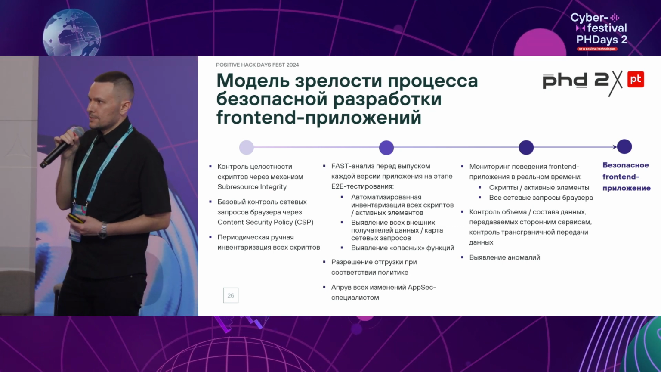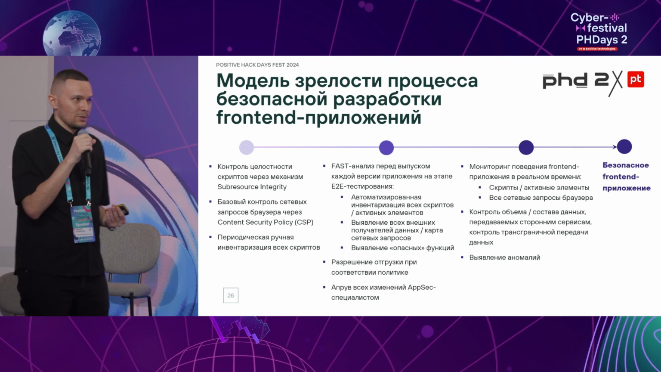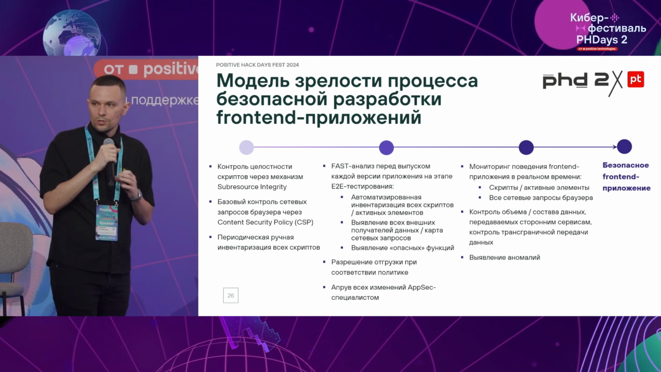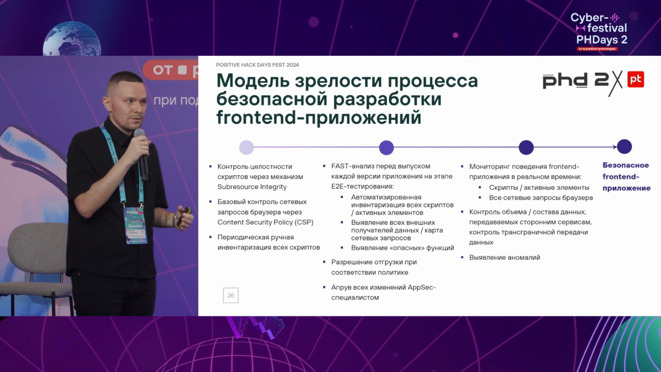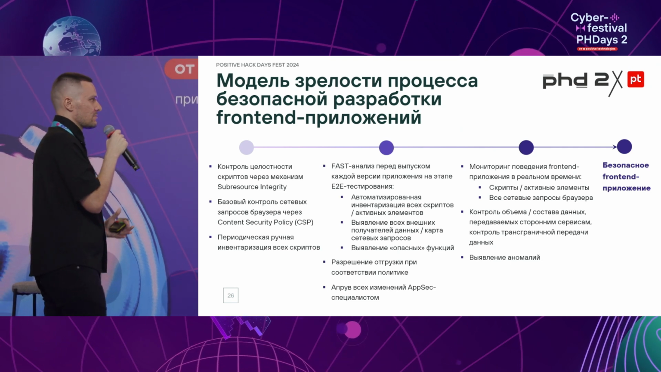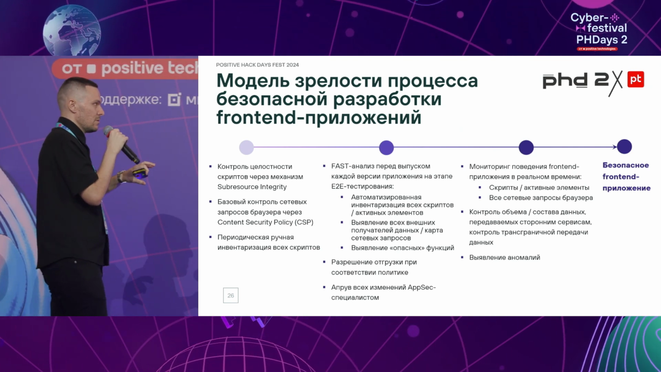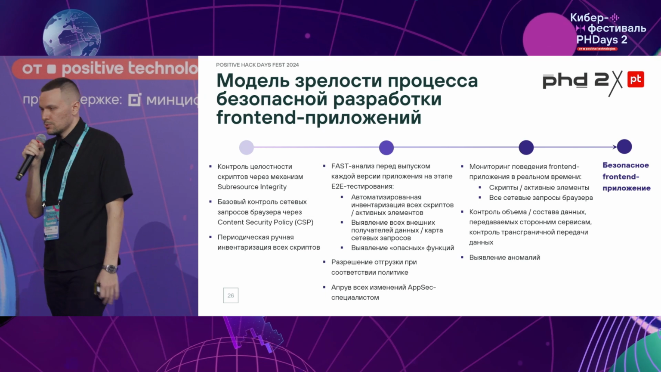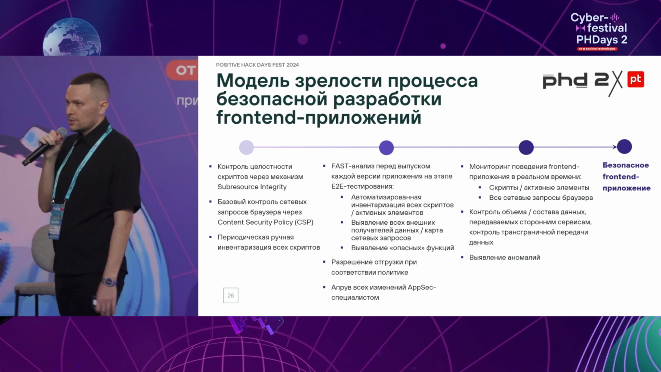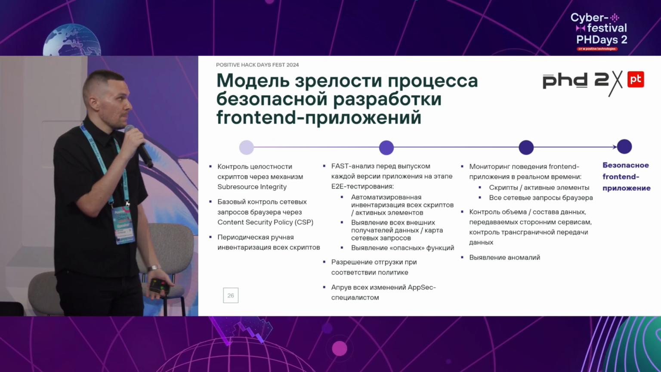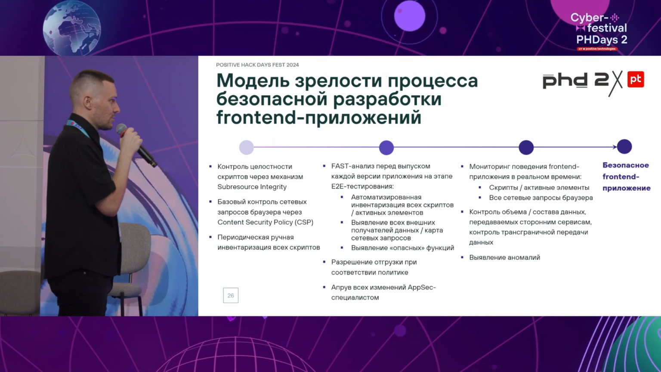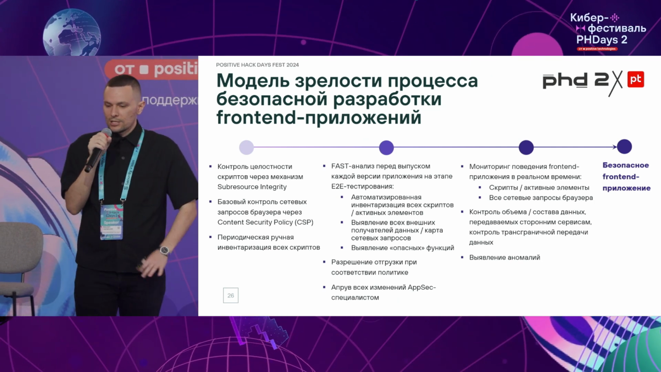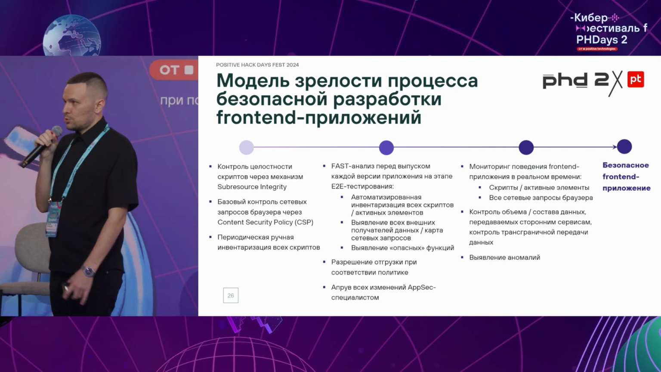How do I see the maturity for safe development of front-end applications? The first level: we start with the use of basic mechanisms which are provided to us by the browser. Mechanisms you know about, like SRI, which allows us to take hashes from script files and define this hash in the HTML code, and in case the hash is not aligned, the browser is not going to execute these scripts. Second one, content security policy, which allows us to do basic control of the network requests of the browser, and manual inventory of all the scripts should be done periodically.